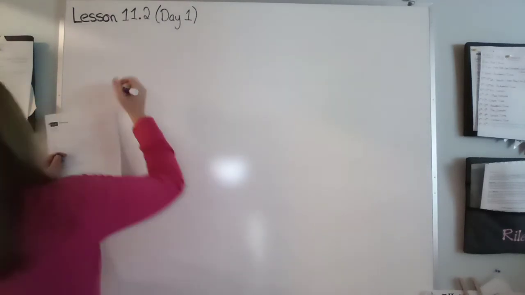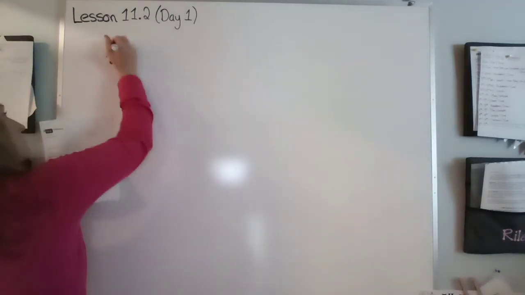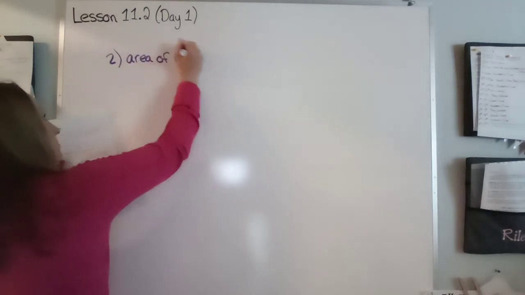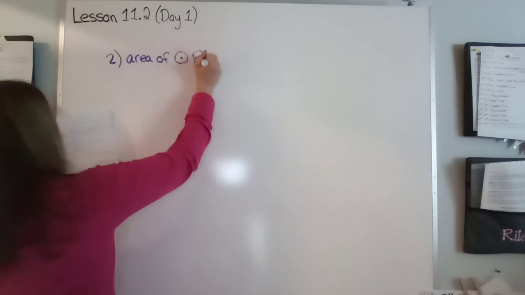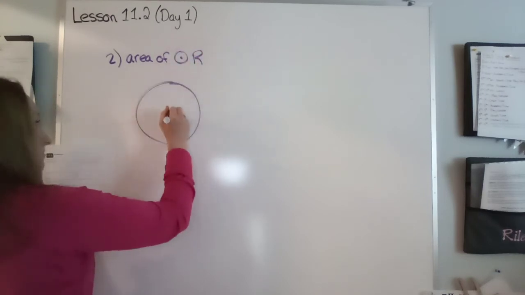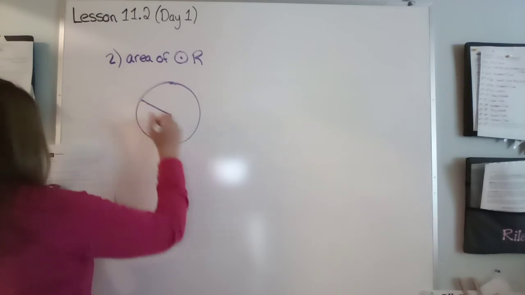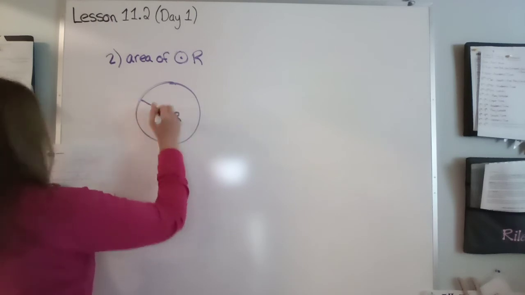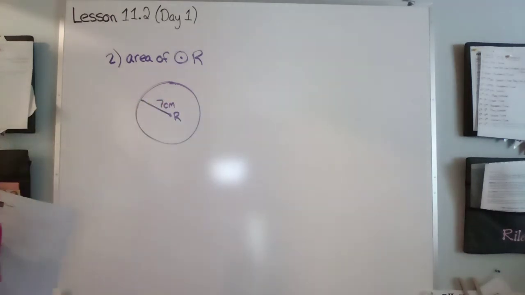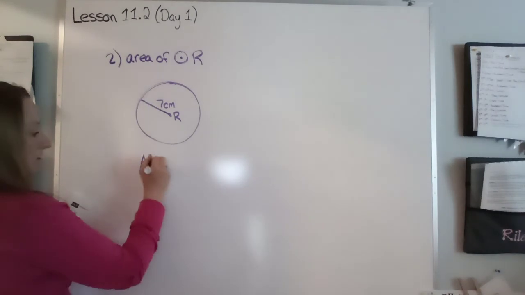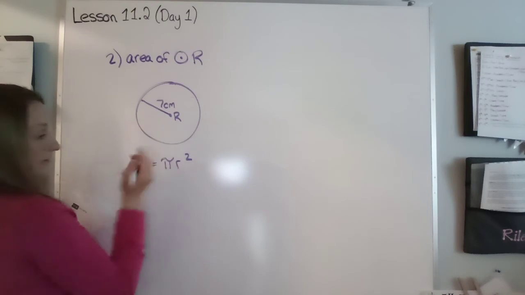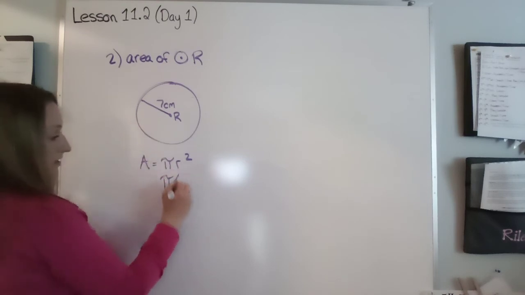Problem number 2. Finding the area of a circle again. So we want to find the area of circle R. Here is R, and you're given the radius is 7 centimeters. Okay, area formula equals pi r squared. Radius is 7, so you simply plug that in.